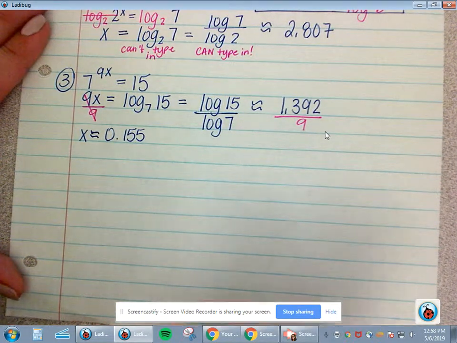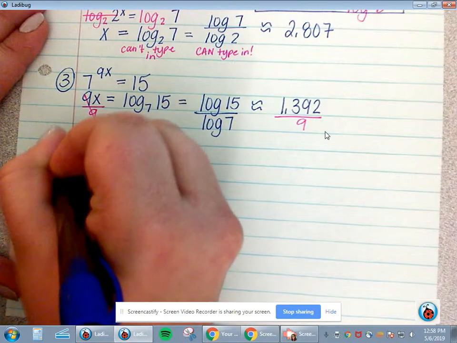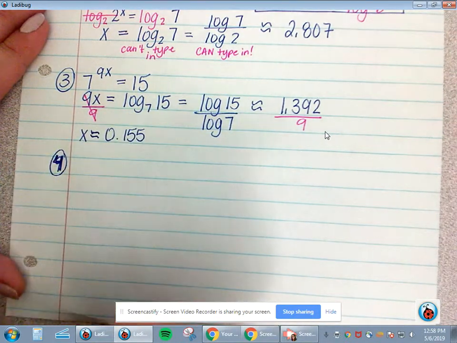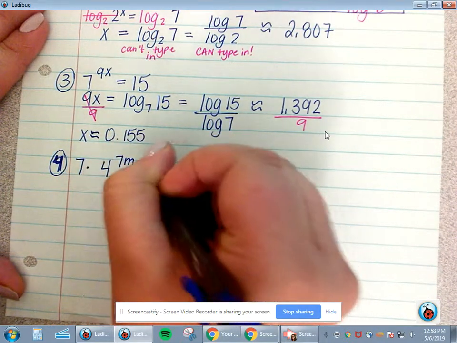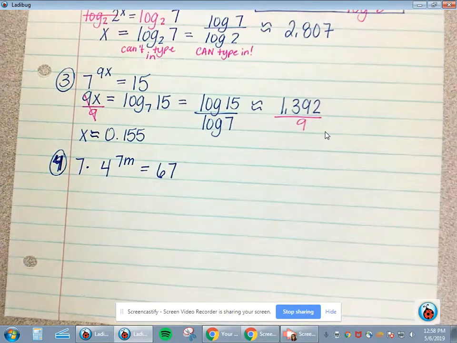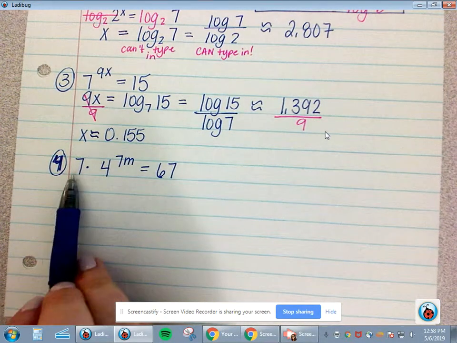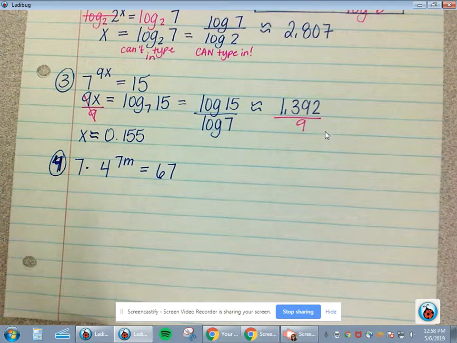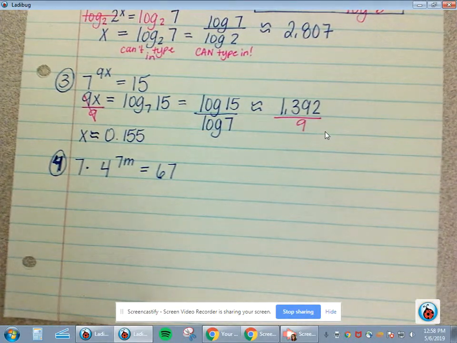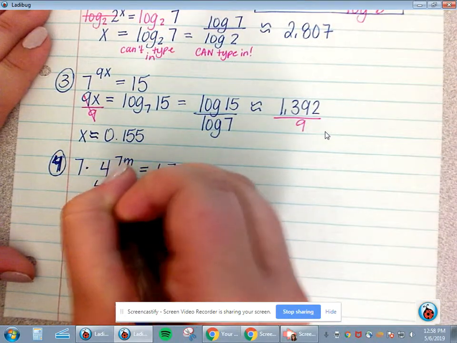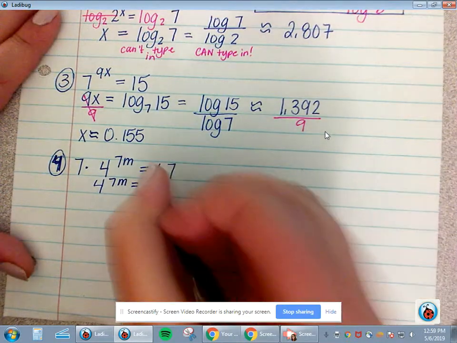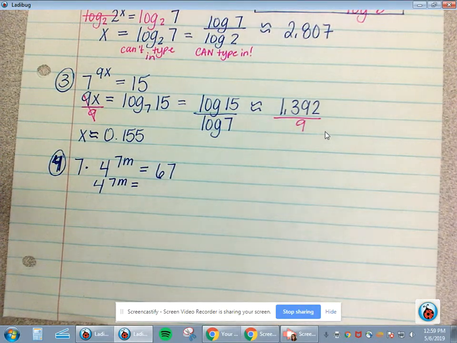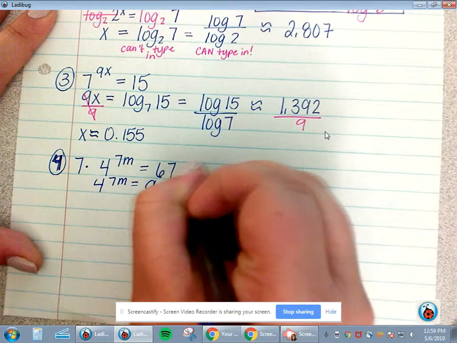All right, next one. Let's do some with some more steps. Oops, we're on number 4. So number 4, let's do 7 times 4 to the 7m equals 67. So first things first, I've got this 7 on the outside. I need to get that out of the way, so my exponent's by itself first. So divide both sides by 7 first. And we're going to get a decimal right off the bat. 67 divided by 7 is about 9.57. I've been using 3 decimals. Let's do 9.571.